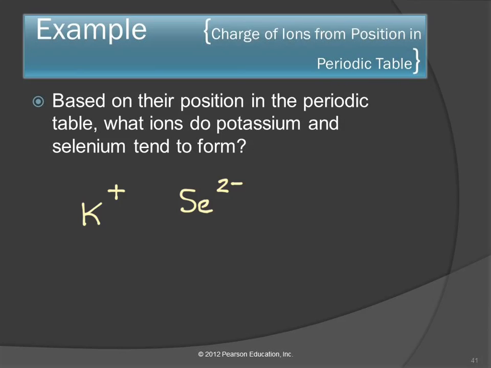What about calcium? What charge is calcium going to have? 2+. It's a metal. Metals form positive ions. Non-metals, negative. Both start with N. It's going to form a 2+ because it's in group 2.